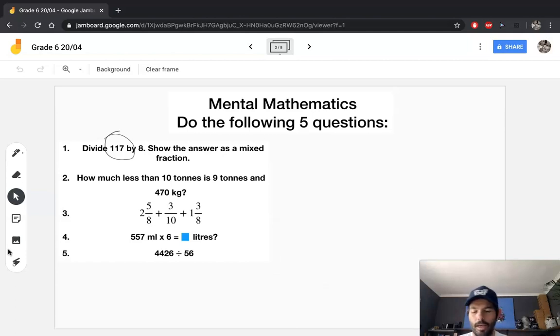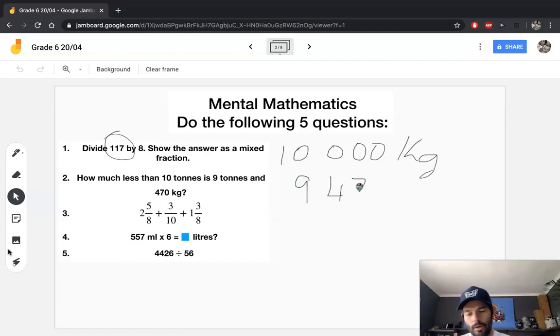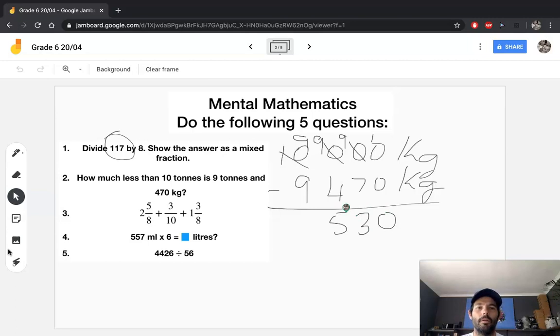So 10 tons is 10,000. So we should have 10,000 kilograms, take away 9,470 kilograms. Okay, and then it just becomes a normal subtraction sum. And if you needed to do it in a column method, then you're going to have to borrow and make this 9, make that 9, make that 9, and then that becomes 10. Okay, so that's 0, that's 3, that's 5, and you got 530.